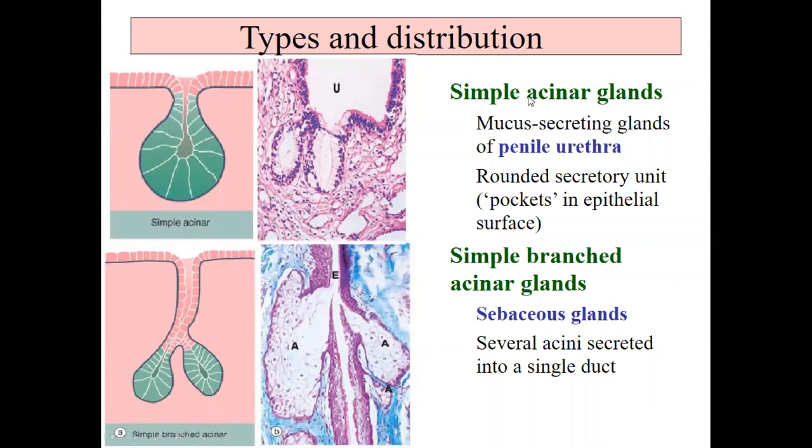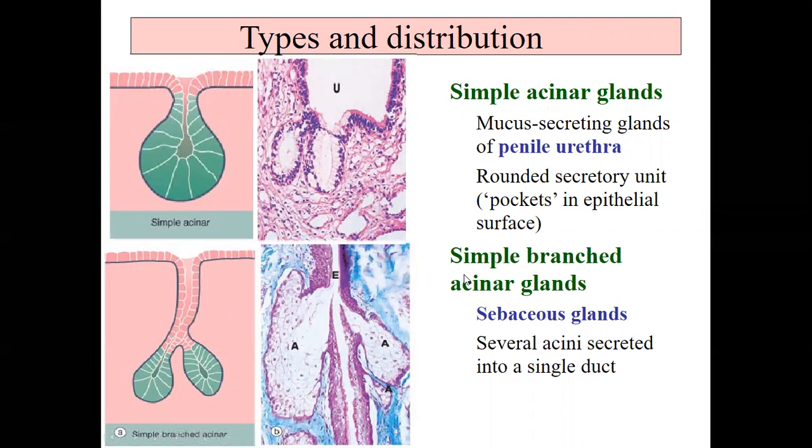How about the simple acinar gland? You can see here, the simple acinar gland does not have a branch, and the secretory portion is acinar in shape, circular in shape. This simple acinar gland can be found in the mucus secreting gland of the penile urethra. So it is a rounded secretory unit that forms a pocket in the epithelial surface.